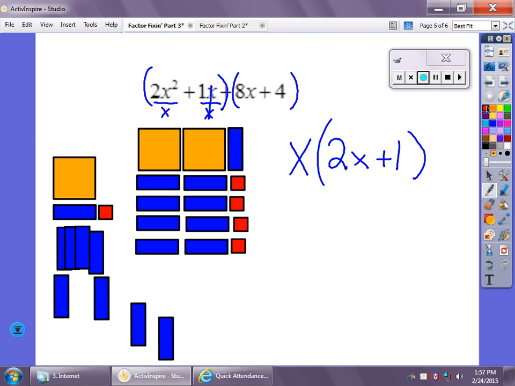And then when I look at this piece here, 8 and 4 have a 4 in common. And then when I divide everybody by 4, I get 2x plus 1. Here's a piece of advice. If you've done it correctly, your 2 parentheses should match.